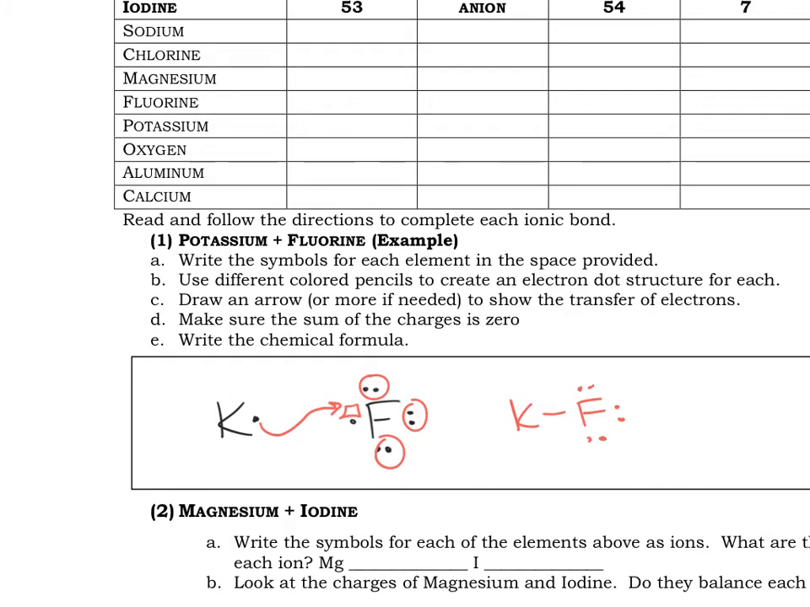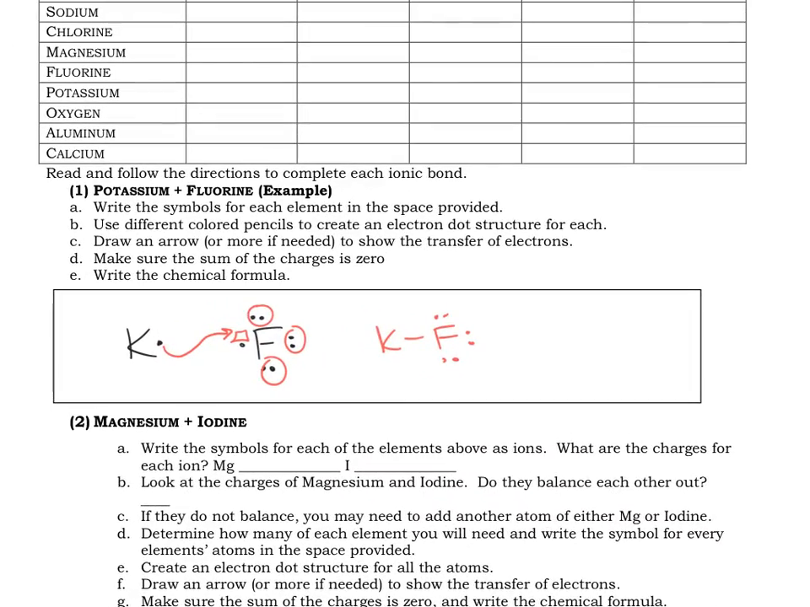Okay. I'm also going to make sure that the sum of my charges is 0. Well, potassium K is a +1, fluorine is a -1. Does that cancel out? Yep. So I know my final step then is KF is my final chemical formula.